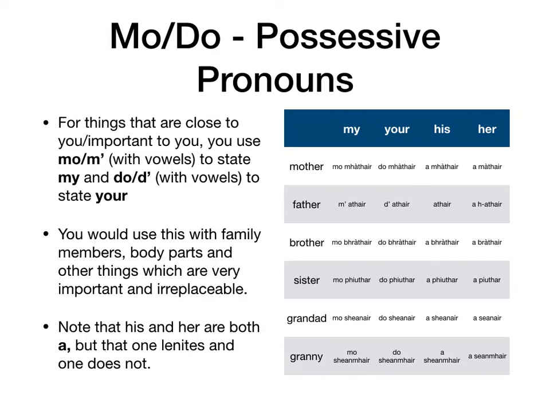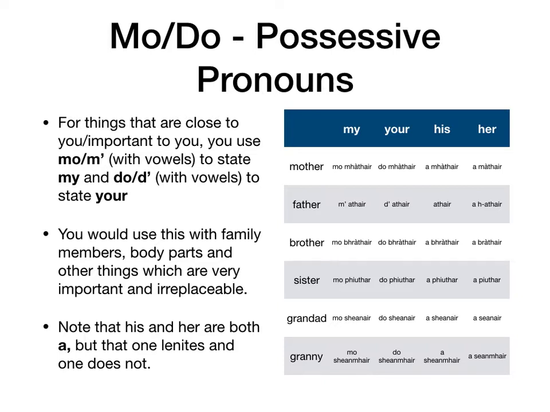So for things that are really close to you and important to you, for example, like your family, we hope, you use mo or m' with vowels to state my, and do or d' with vowels to state your. Now, it's used with family members, body parts, and other things which are very important and irreplaceable. And we're going to look here.